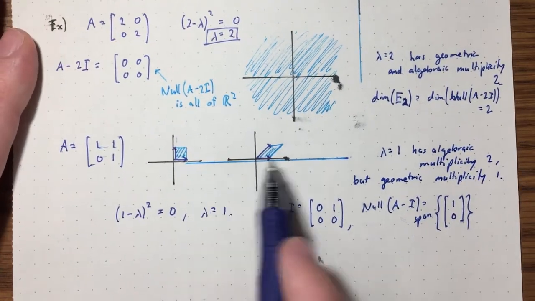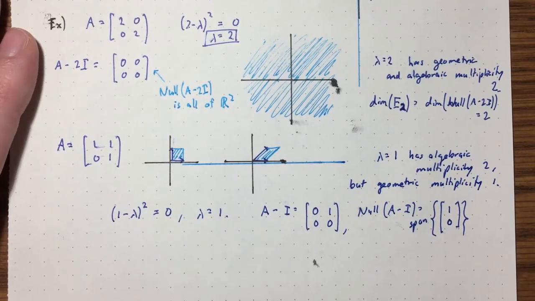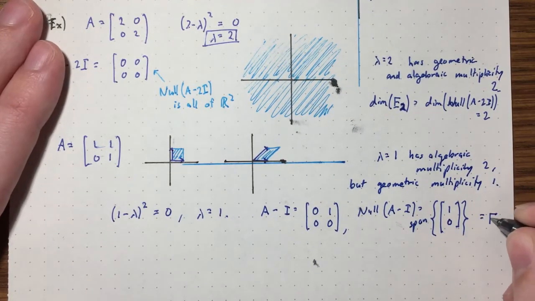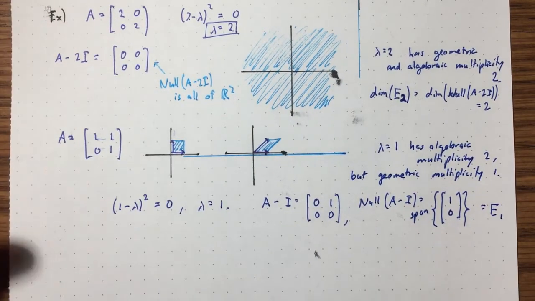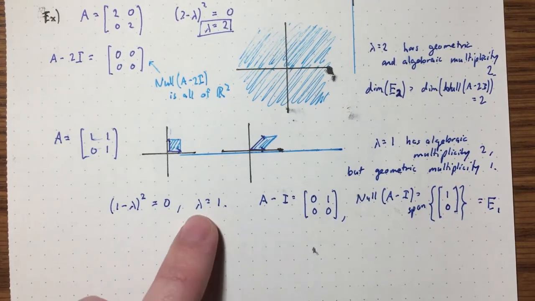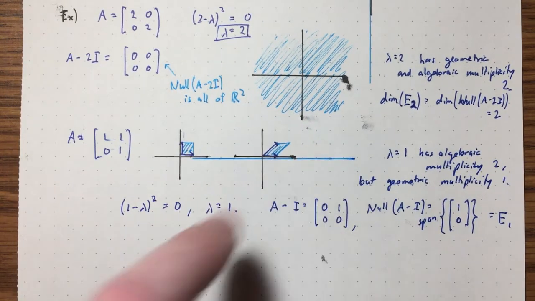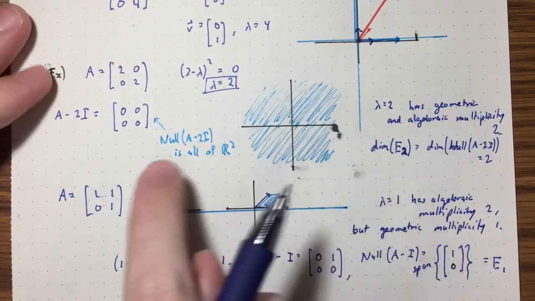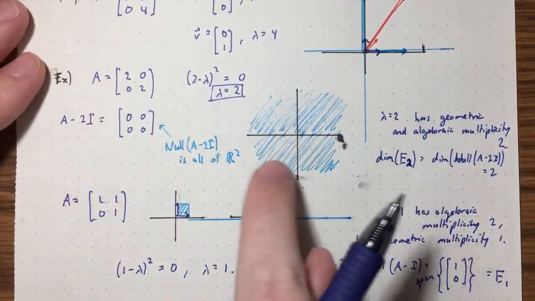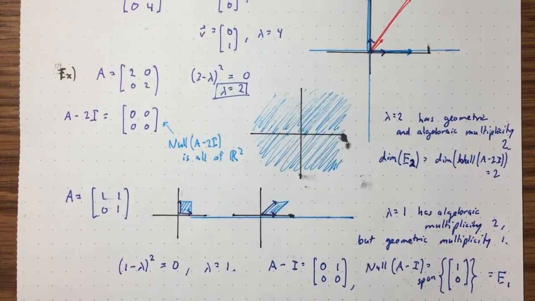The eigenspace associated to that eigenvalue, this is the eigenspace E1, is just one-dimensional. So lambda equals 1 just gives me a one-dimensional space of eigenvectors. Contrast that with the previous example. Lambda equals 2 actually gave me an entire two-dimensional space of eigenvectors. Everything is an eigenvector for this transformation.